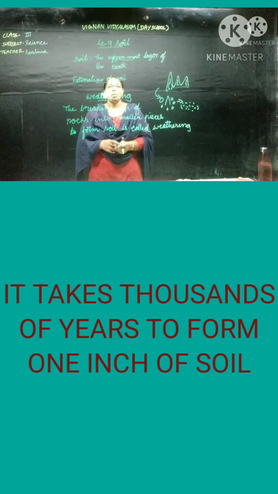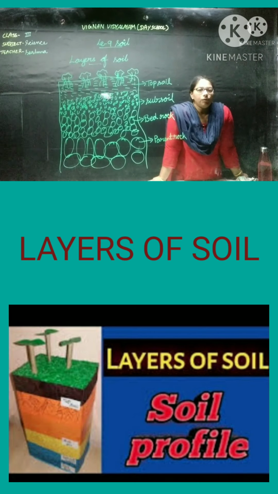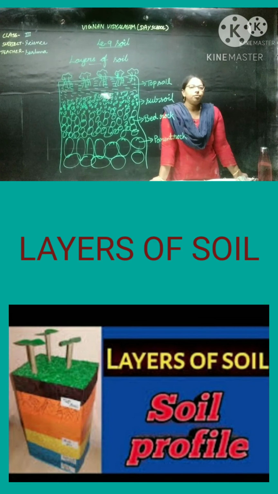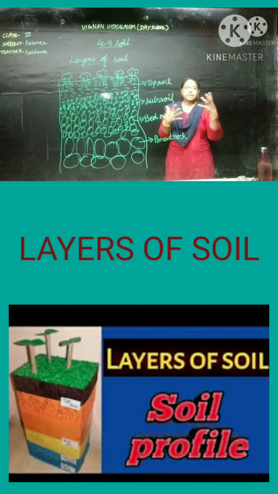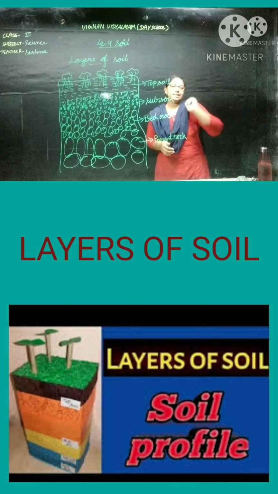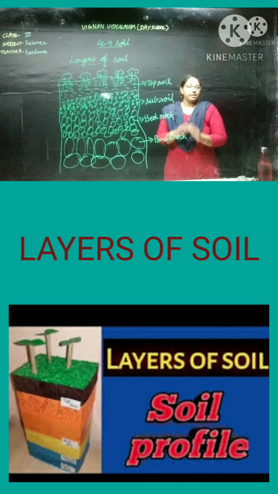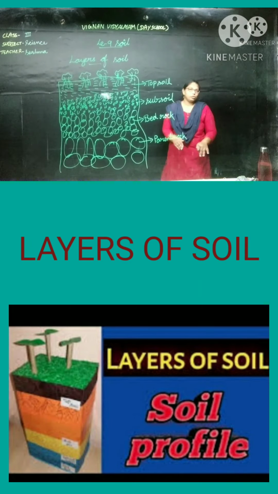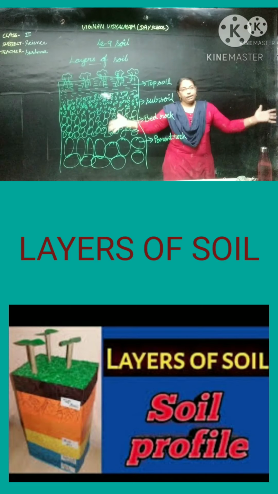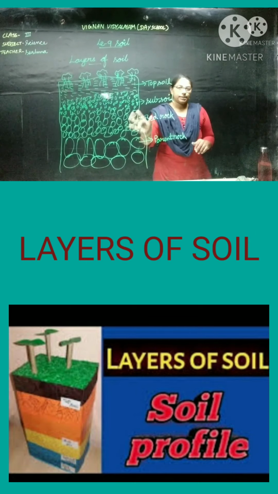Now we will see what are the layers of the soil. See, children, if you start digging the soil, all the soil will not be the same. The topmost layer will be of small grains and it will be very soft. When we go deeper, we can see small pebbles and small stones. If you go still deeper, you can see big rocks, and still deeper, very big rocks. So the layers of soil are not all the same.